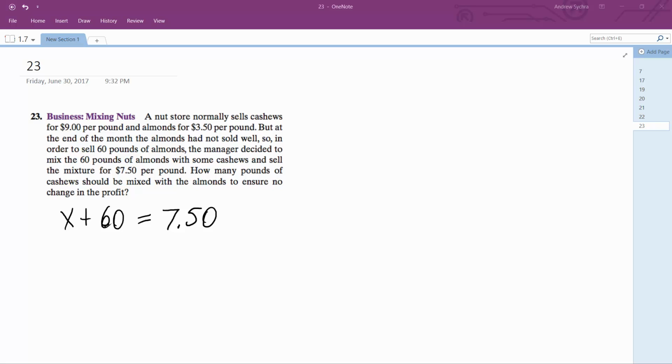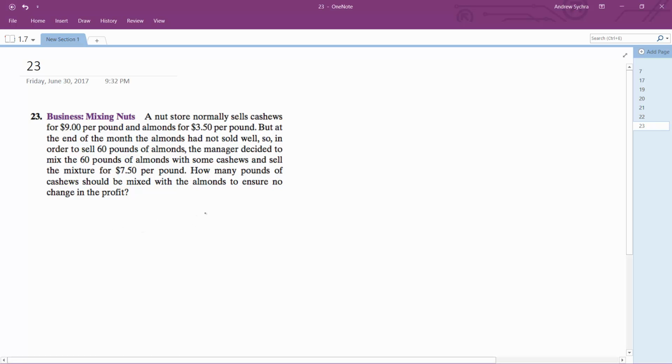Actually, let me rewrite that. What's going on here is this store owner is going to do 9x, plus 3.50, which is the cashews, times 60. We know we have that. And then the final output's gonna be 7.50, times X plus 60 pounds.